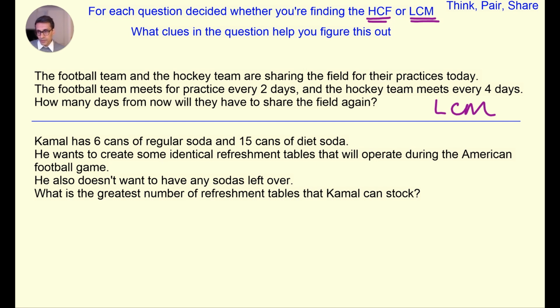Question 2. So Kamal has 6 cans of soda, 15 cans of diet soda. He wants to create identical refreshment tables during the game. He doesn't want to have any left over. What's the greatest number of refreshment tables that Kamal can stock? So you're really looking at how you can distribute the 6 and the 15. If we want identical tables, then we're going to need to have the same amount on each table. So we're looking at factors here. So this is going to be highest common factor. So highest common factor in this case would be 3, so you want 3 on each table.